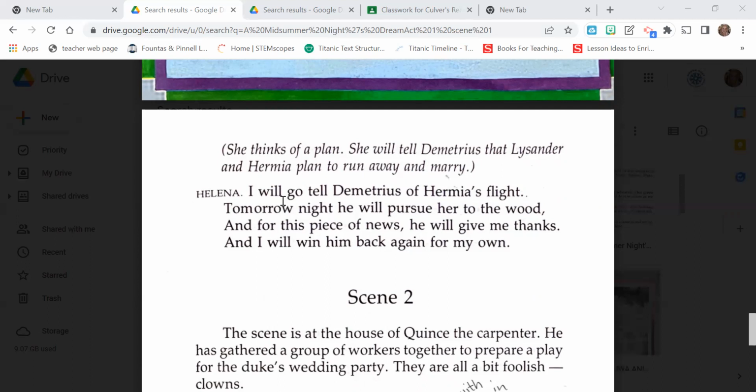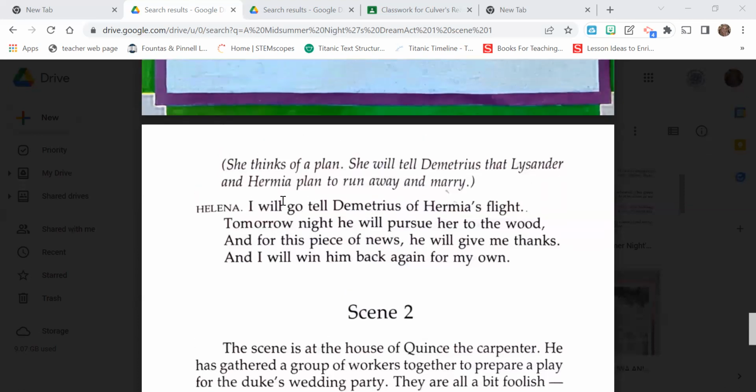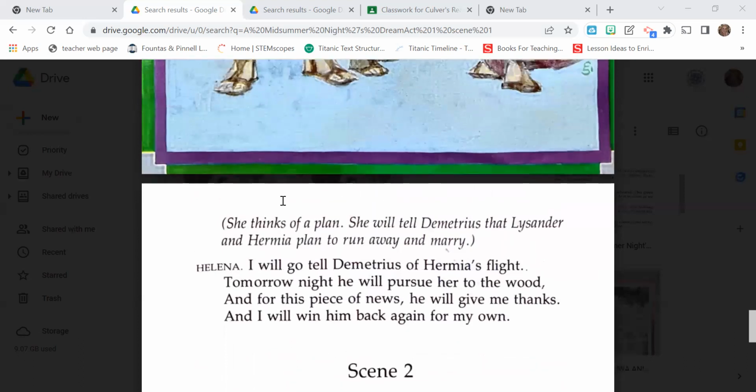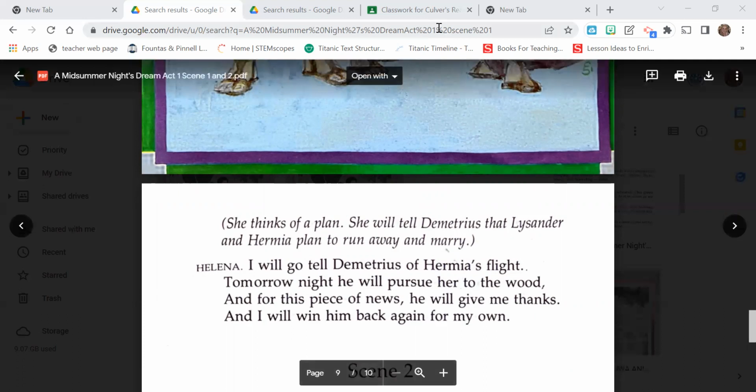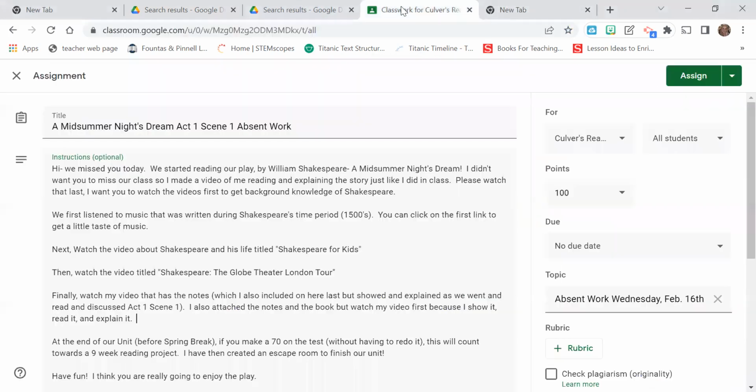So she's like, I don't want to win him back just because Hermia is leaving. I want to win him back because he loves me. So I'm going to go tell him that Hermia and Lysander are running away. And then he's going to forget about her and thank me for telling them. So we will read scene 2 tomorrow. But this is scene 1. I hope you understand those notes that I put in here.